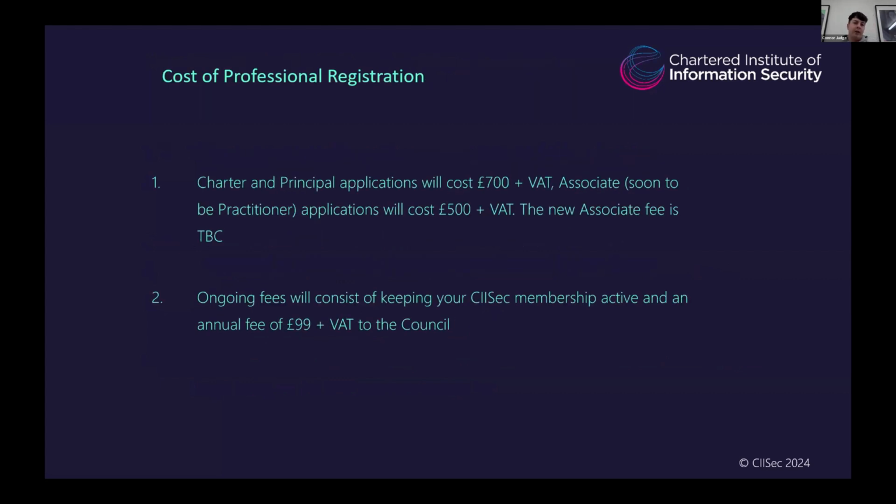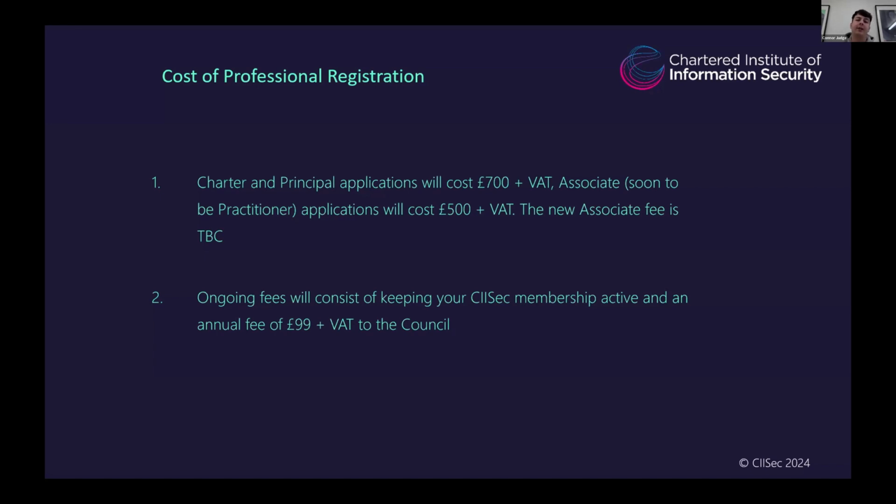So cost of professional registration, so charter and principal will cost 700 plus VAT. That is an application fee, so you wouldn't need to pay that every year. And the associate application is currently 500 plus VAT. I'm not entirely sure what the cost is going to be for the new associate level. We need to have a discussion of what that looks like and how the application process will happen for that. But we'll be releasing that in line with when the new title comes out.